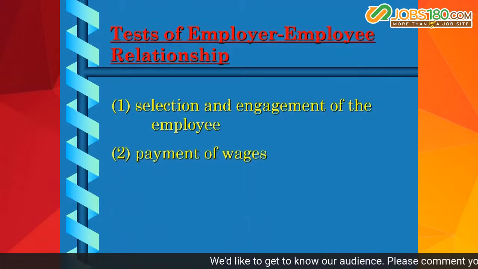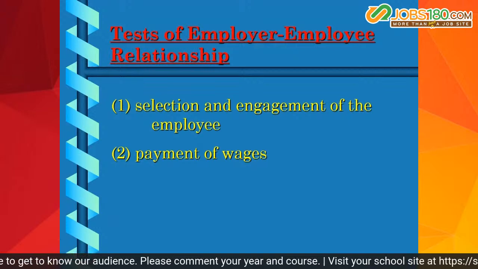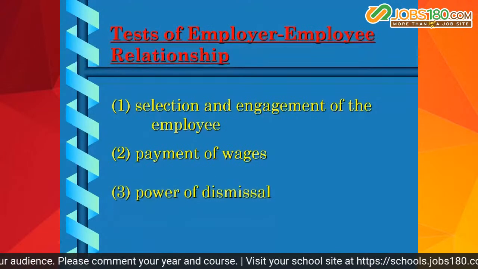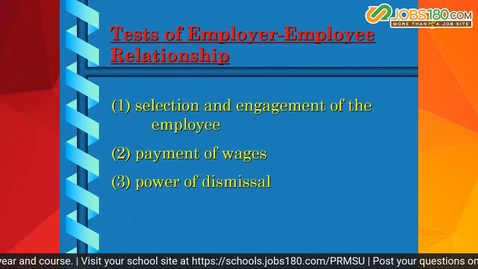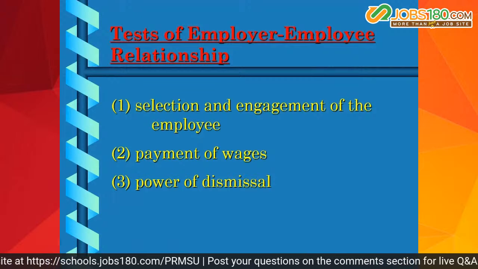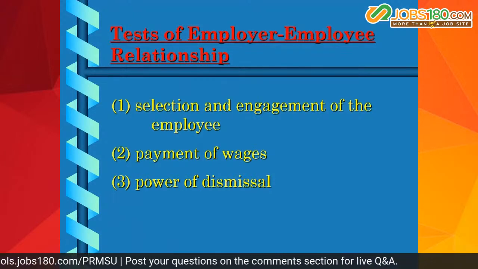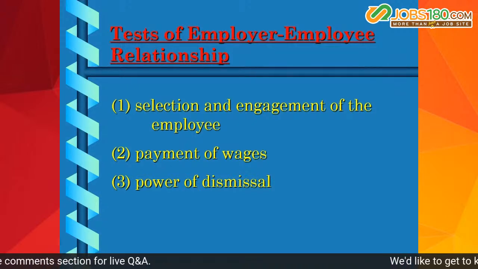Payment of wages. Payment refers to the compensation that an employee gets for work performed. Power of dismissal. Dismissal is a component of the employer's power to move or organize employees. This is an act of labor force movement done by the employer that results in the termination of employment relationship.